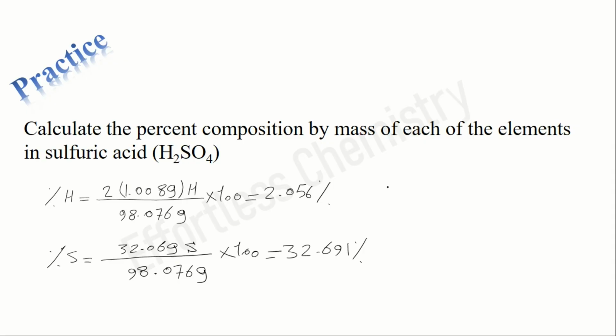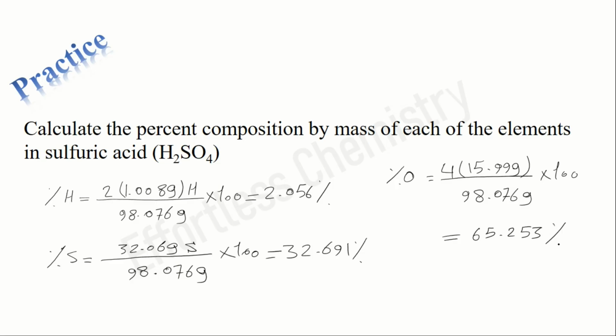32.691%. And even for the oxygen, I will write here, the oxygen is as follows. We have 4 oxygen in this compound, so we need to consider it by its atomic mass divided by the same 98.076 grams multiplied by 100, which gives us 65.253%. That was the result of this practice.